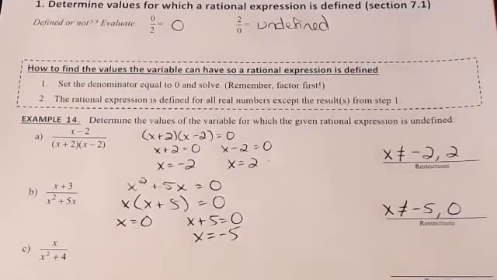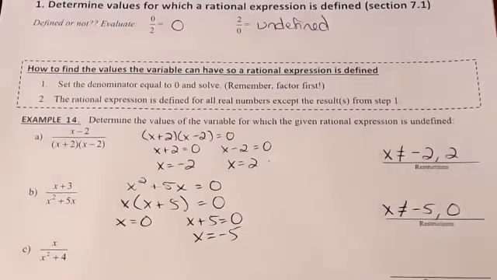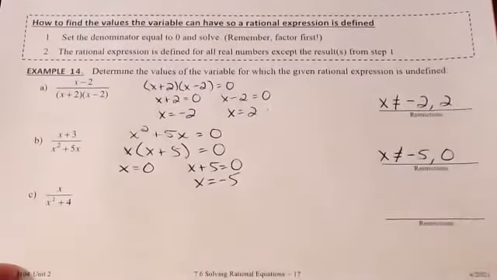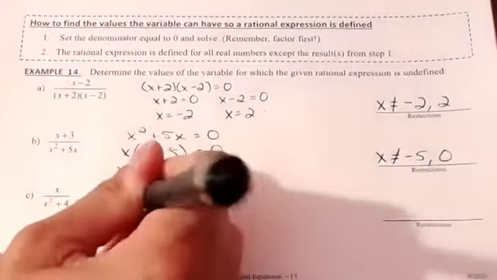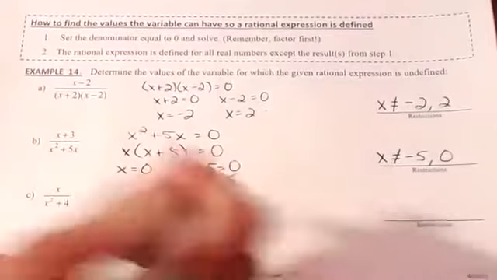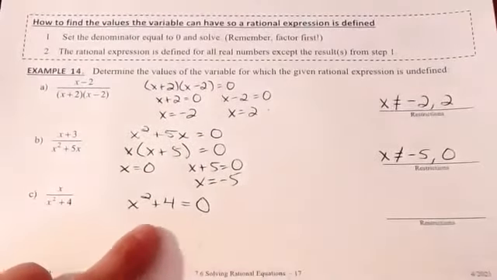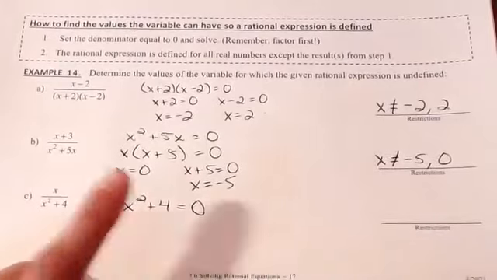Notice that I am writing my restrictions in ascending order. It doesn't matter. You don't have to worry about that. Our last one is x squared plus 4 is equal to 0. What do you know about this expression right here? Talk to me.